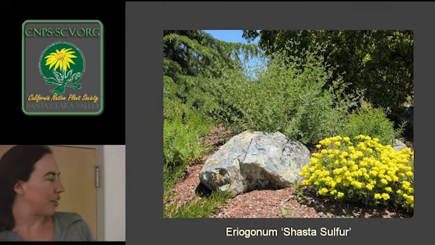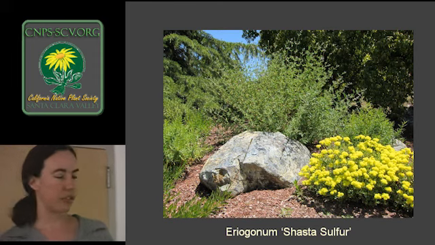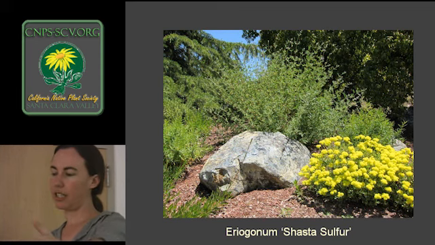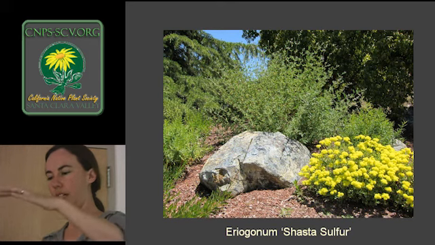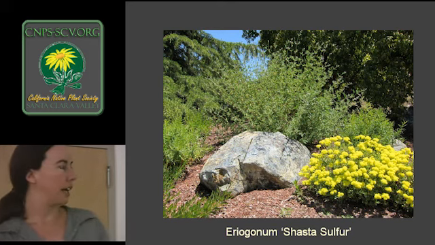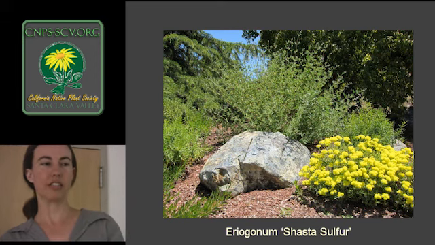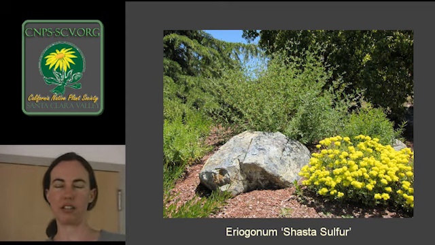Moving on to another cute little yellow flower, the Eriogonum shasta sulfur. It's a sulfur buckwheat, and this particular one is a really nice little mound. It can get quite wide, but for the most part it doesn't get much more than 2 feet wide and maybe about 18 inches tall. What's great is it has intense yellow flowers in spring, and after that they turn to a very nice coppery brown rust color, which is really striking on its own.